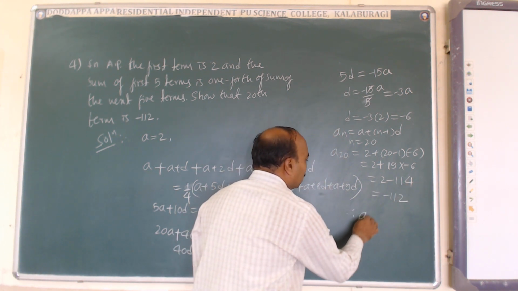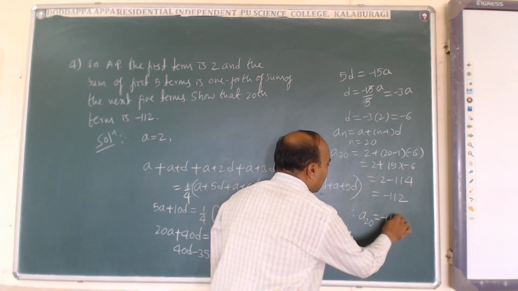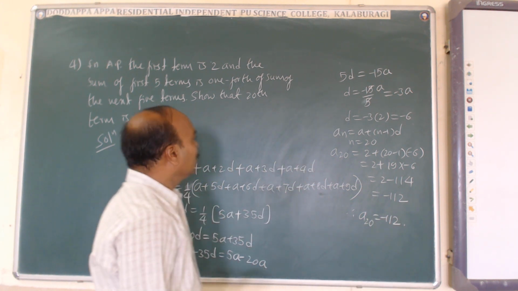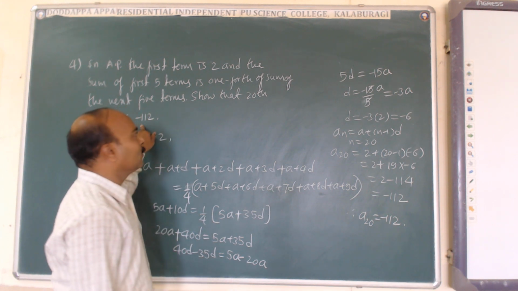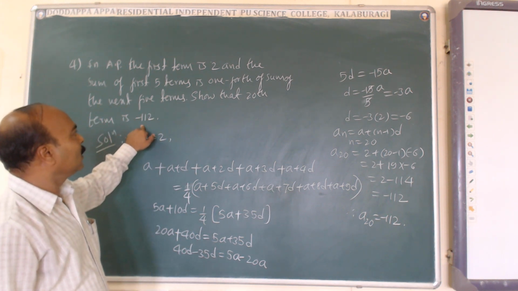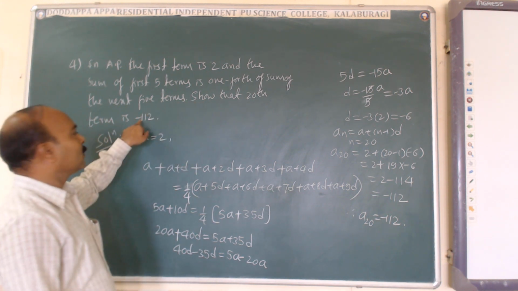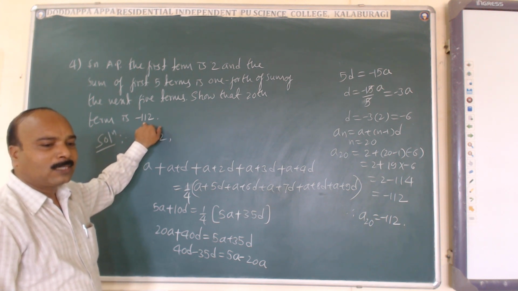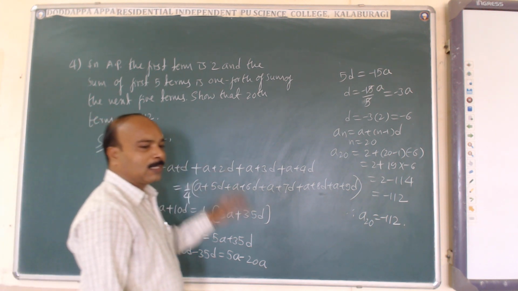Therefore we got a20 equal to minus 112, which is the required answer to the given example. That is, we can prove that the 20th term is equal to minus 112. That we have proved here.